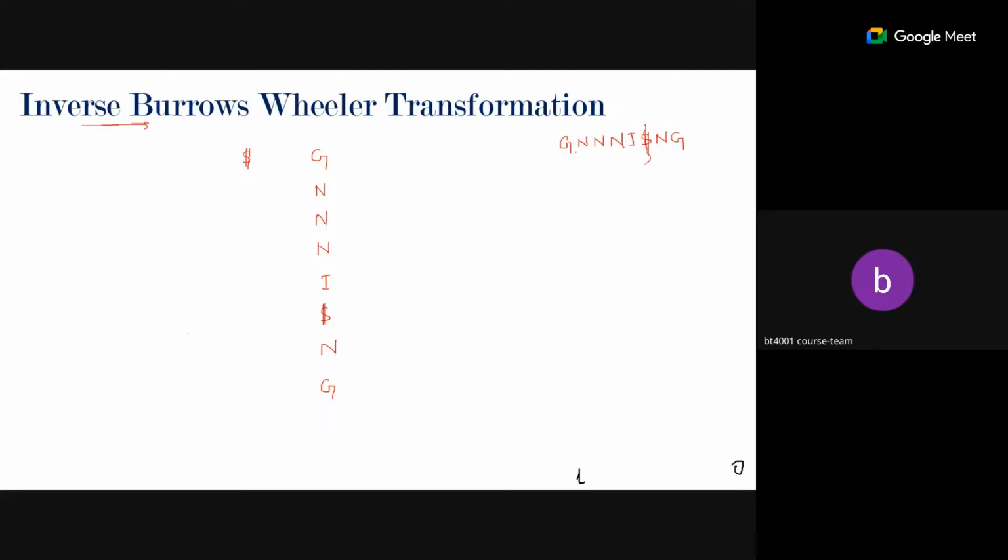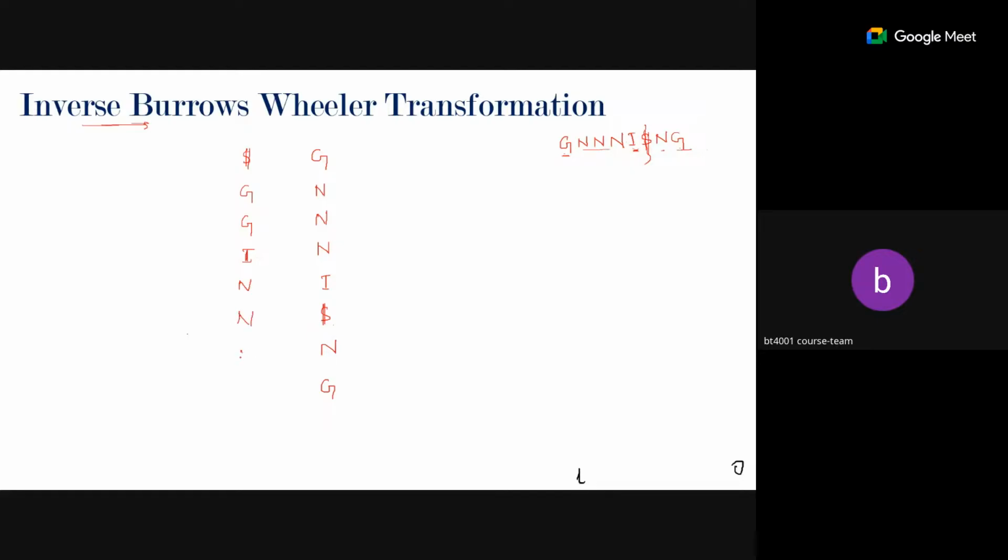Then what we have? G, we have 3 N's, then I, and then G. So which character will come first then? G. So we have 2 G's. So I'll write 2 G's over here. This is G. This is G. Okay. Then which character will be there? I. So I have I. Then we are having 4 N's. So I'll write 4 N's.